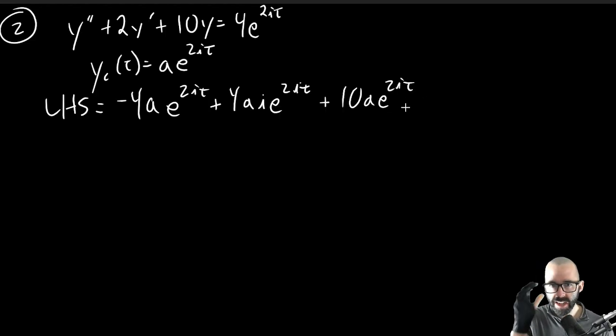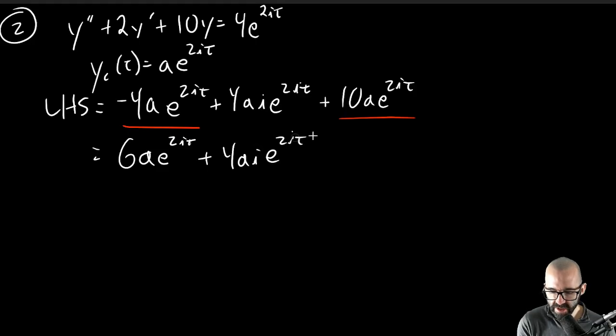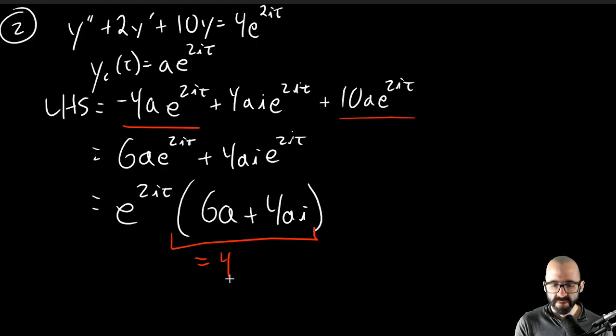And we need that to equal the right-hand side, but we'll simplify a little bit. Just like before, we're going to get minus 4a's plus 10a's. We're going to have 6a e to the 2it plus 4a times i e to the 2it. And again, just like before, we want these to equal. So we're going to try to write this left-hand side in the form of this right-hand side by factoring out an e to the 2it. That gives us 6a plus 4a times i, and that needs to equal 4. So to equal the right-hand side, we want this to equal 4. So let's find a.